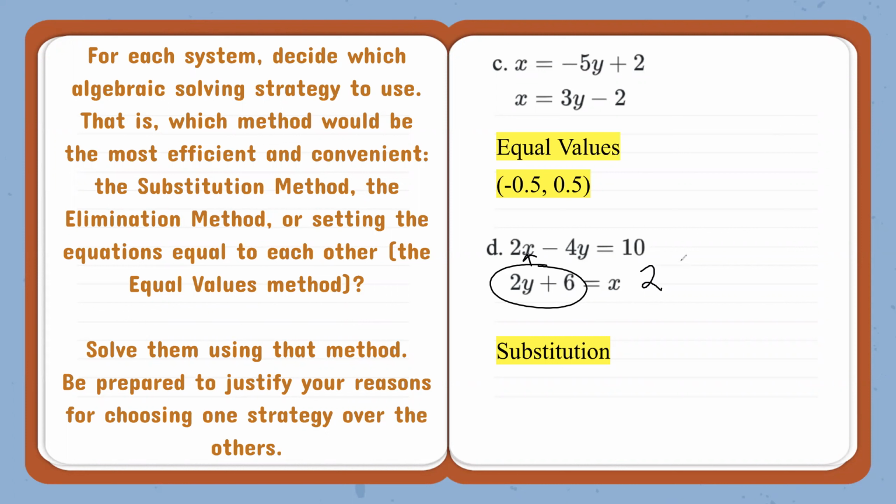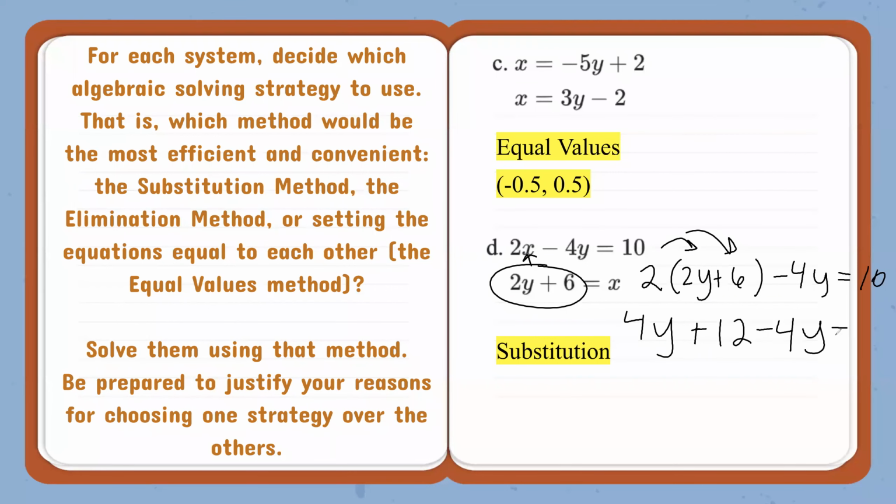I've got 2 times x, which is 2y plus 6, minus 4y is equal to 10. I need to distribute my 2, so I get 4y plus 12 minus 4y is equal to 10. I need to combine like terms. 4y minus 4y is 0. And then I've got 12 is equal to 10. Uh-oh, what happened here? We eliminated our variable.